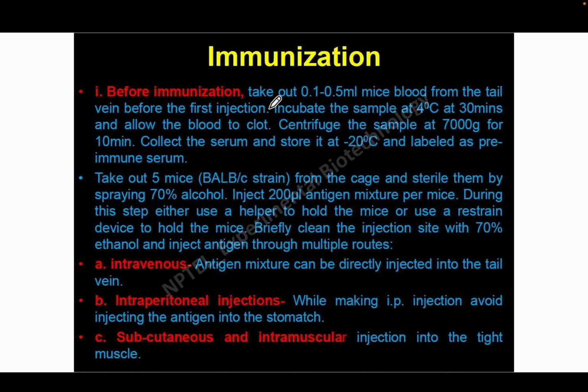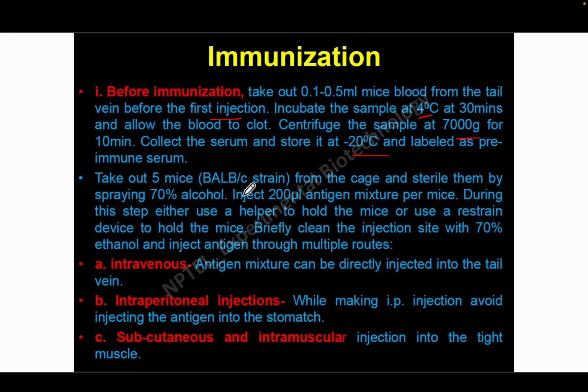Before immunization, take out 0.5 to 1 ml mice blood from the tail vein before the first injection. Incubate the sample at 4 degrees for 30 minutes and allow the blood to clot. Centrifuge the sample at 7000 g for 10 minutes. Collect the serum and store it at minus 20 degrees Celsius and label it as pre-immune serum.